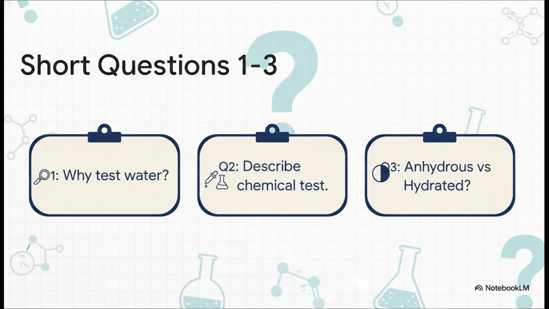The answer to Q1 is simple: for safety in the pharma and food industry. For Q2, you have to write that you add water to the white powder and it turns blue. And the difference in Q3 is very straightforward. Anhydrous is pure white and contains no water, whereas hydrated is blue and contains water.